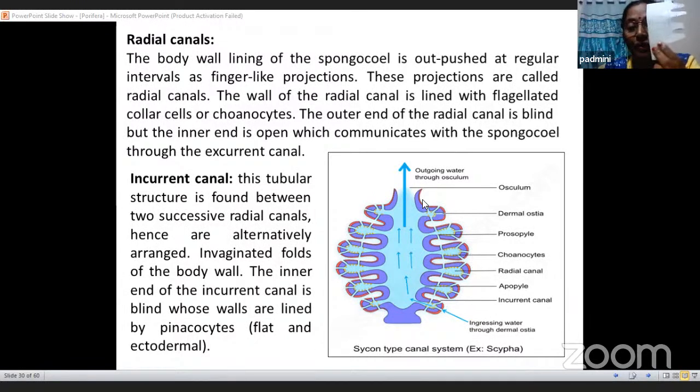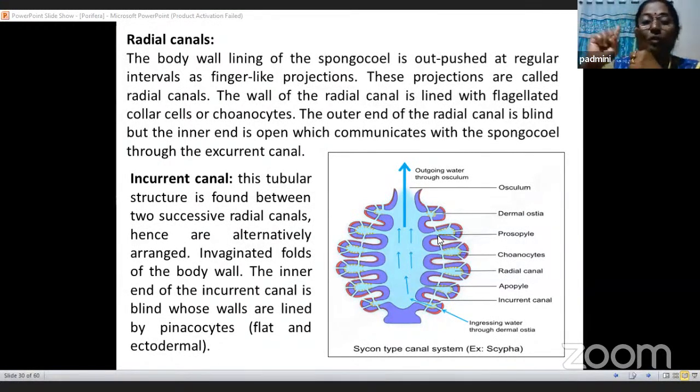So if you can see in this picture what I'm talking about, what is a radial canal? The outgrowths or outpushings that you find over here, these outpushings are the radial canals, and the gap in between the outpushings is the incurrent canal. And what do you find in an incurrent canal? Prosopyles are present in the incurrent canal. What is a prosopyle? You can see over here, this is an incurrent canal, and this opening is called a prosopyle. Make a note of these points in your rough book.